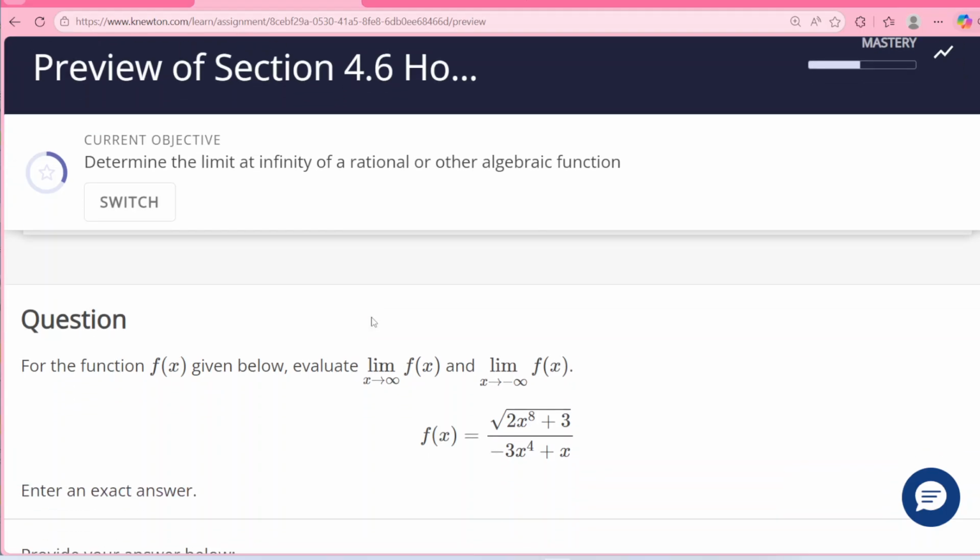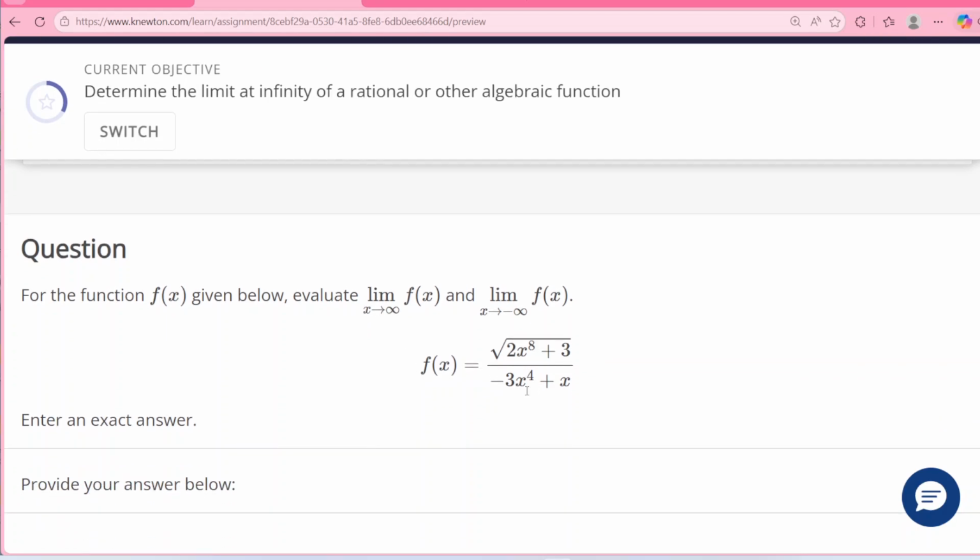All right, so now the algebraic ones. Remember, I can make a graph here, or look at the lead terms. You have the square root of 2x to the 8th. 2x to the 8th would be the highest power up here.